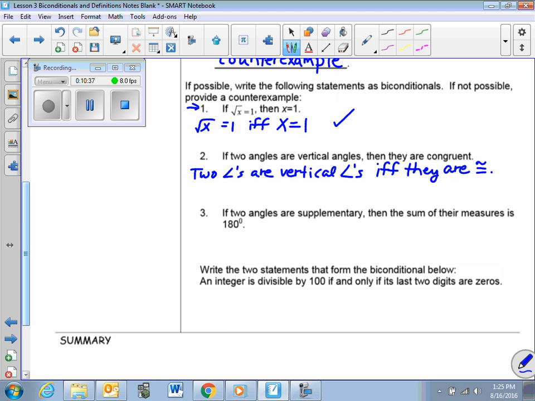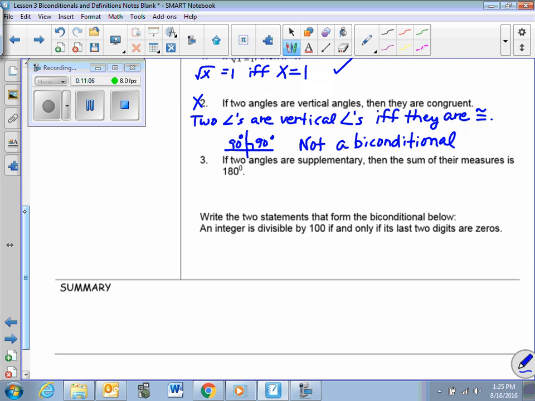How about if I just take perpendicular lines here? This is 90 degrees. This is 90 degrees. Those two angles aren't vertical angles, are they? So this is not a biconditional statement. I mean, it looks like one, but it's not true. It's not a true biconditional statement, so we can't write that as a biconditional. That would not be a good definition of vertical angles. Right?